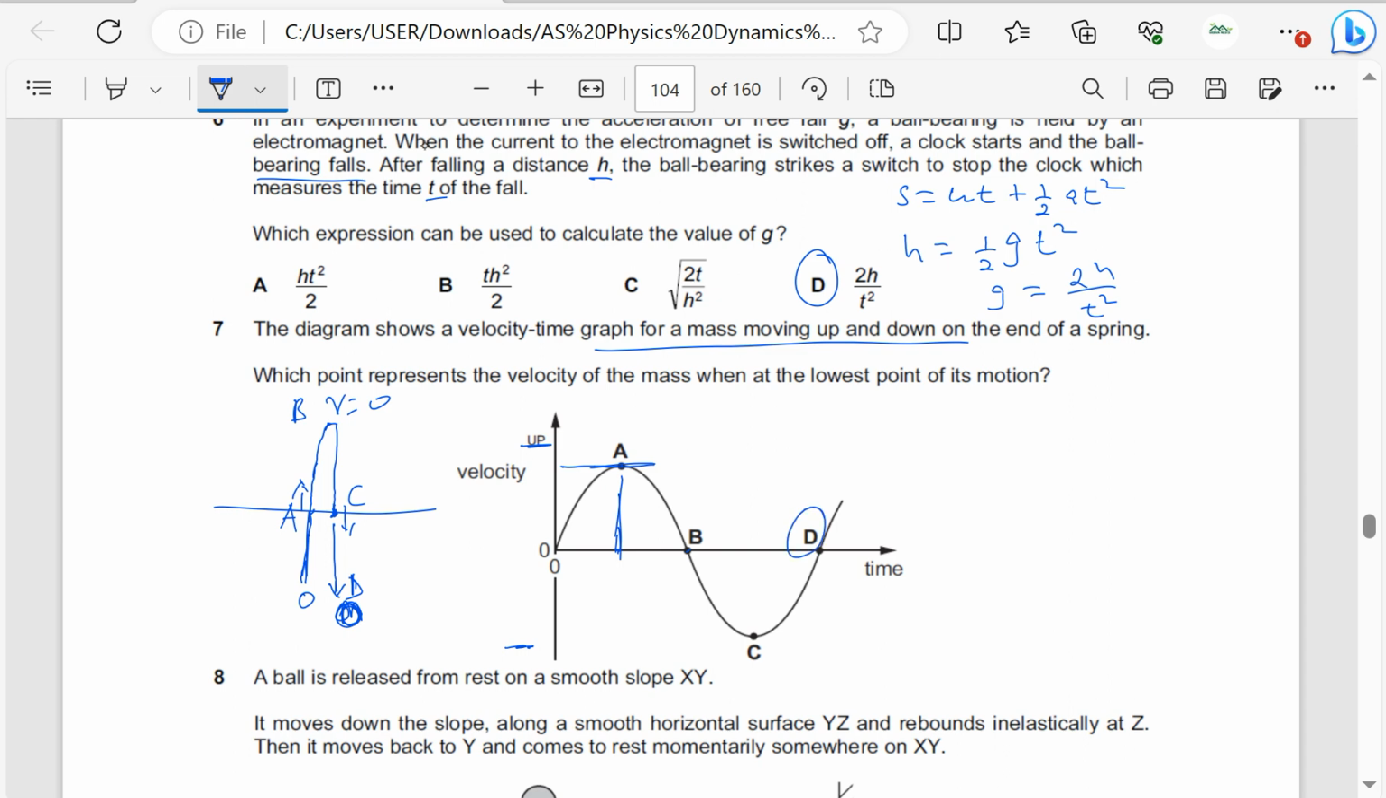It can't be A, because at A it is passing equilibrium. At B it is at the highest point up. And at C it is passing equilibrium but in the opposite direction. So at D, it is at the lowest point where velocity is again 0.